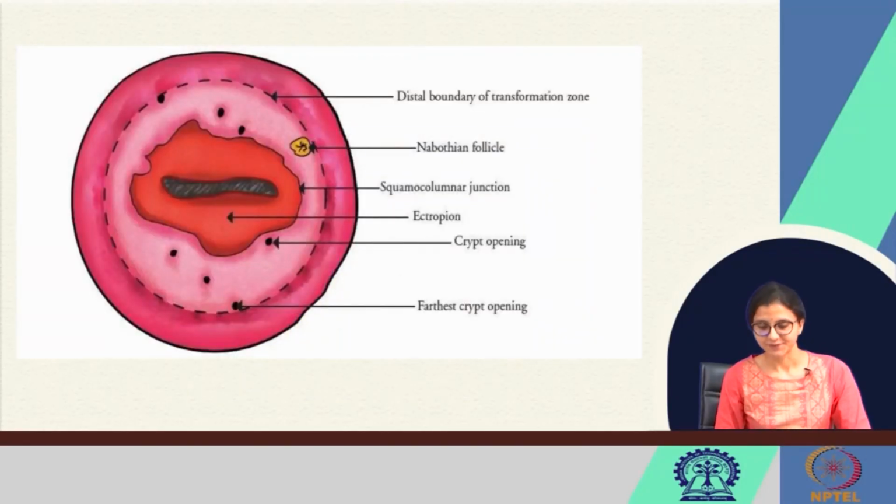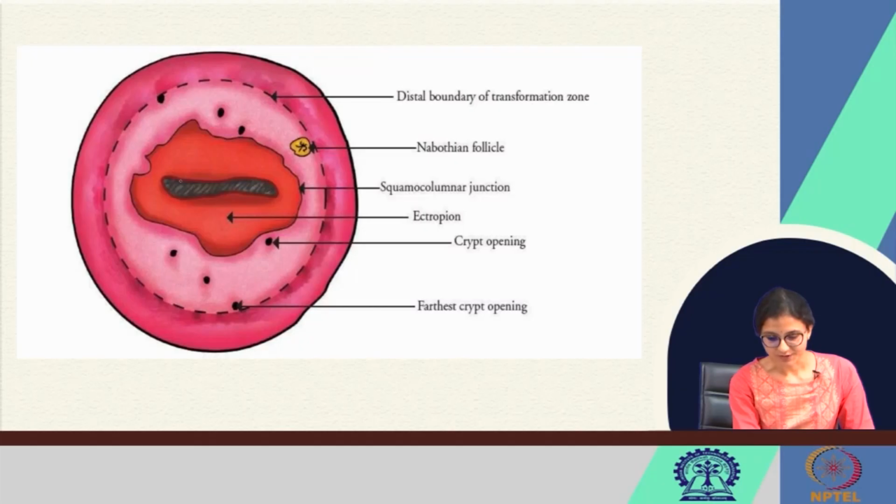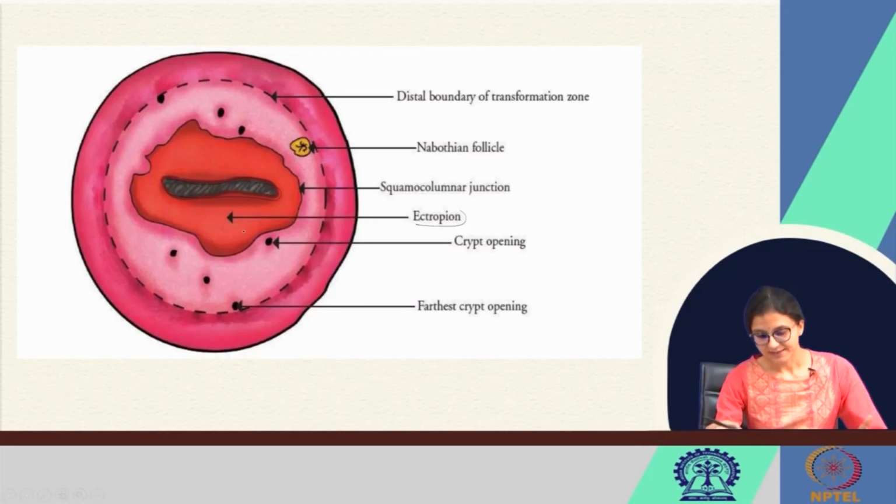This is a pictorial diagram where we can see this is the endocervix, this inner lining, this is the endocervix, right. Now, this red part is the ectropion. This is actually the endocervix that has been everted. So, this is columnar cells, right.